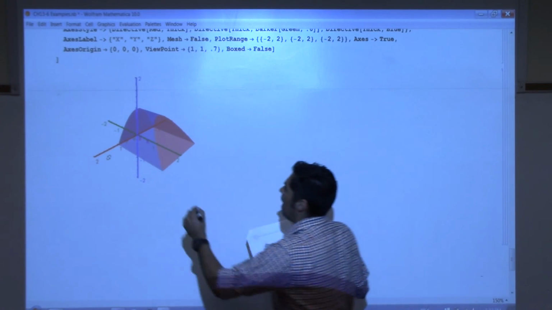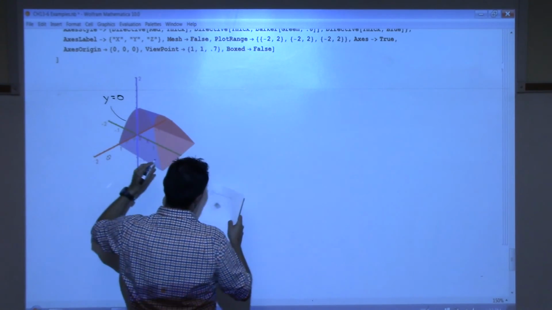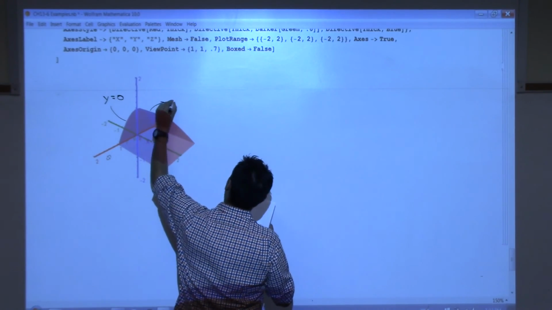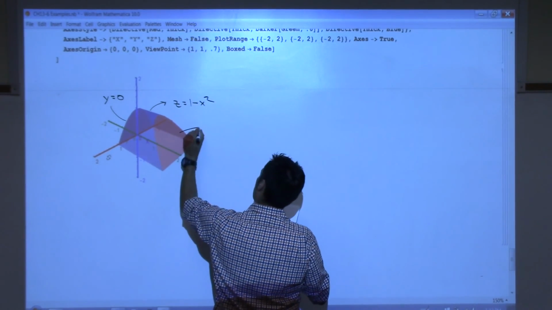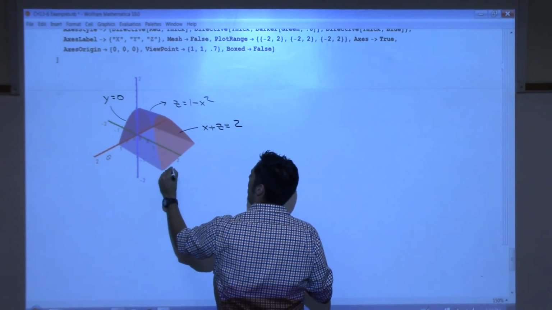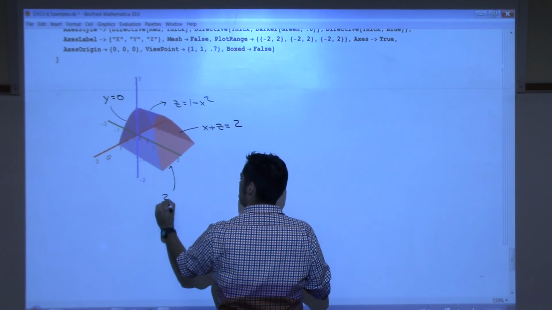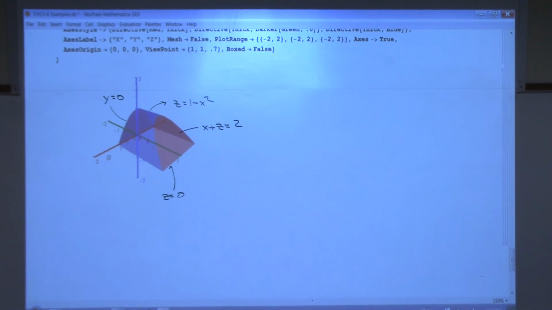So I told you the back side of this, y is 0. This right here, z equals 1 minus x squared. This right here, x plus z equals 2. And then, of course, the bottom of this, z equals 0, which means it's flat on the ground. I didn't do this one.